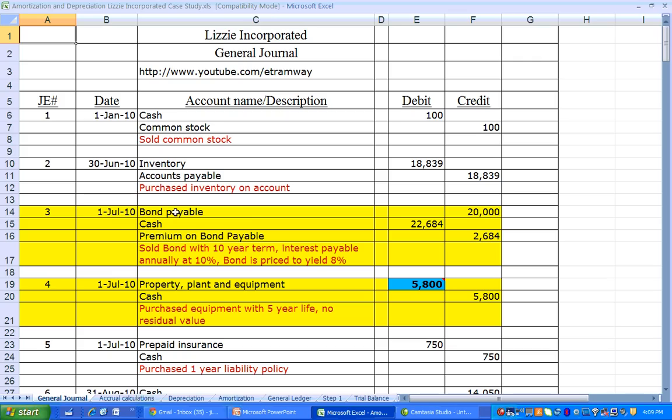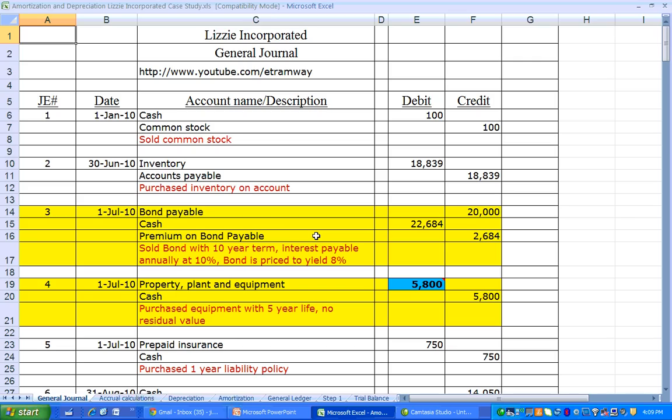This used to be a note, a 2-year note that Lizzie issued. In this case now we've changed it to a bond payable. And this is an IOU that Lizzie created. She went to the money markets to sell it. She printed on the face of her bond that it's going to pay a 10% annual coupon rate.